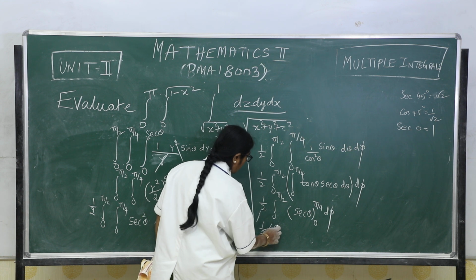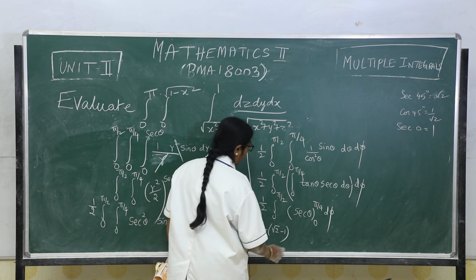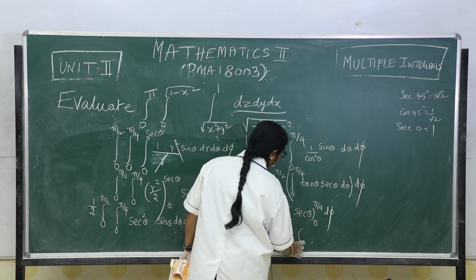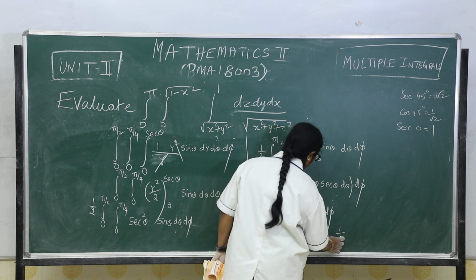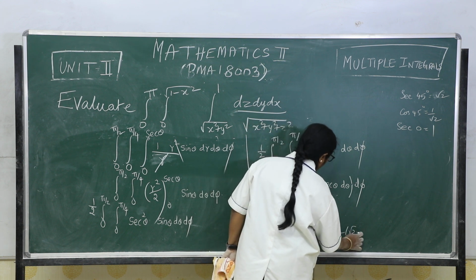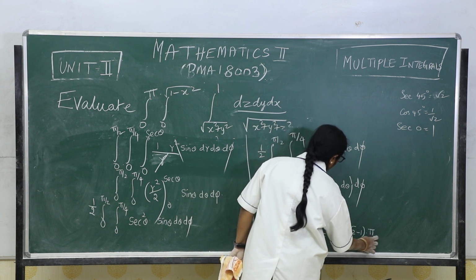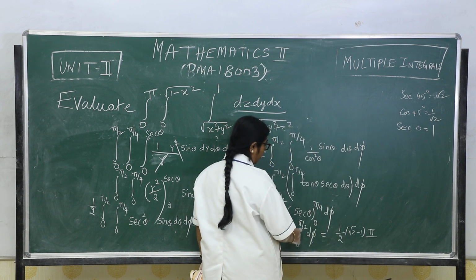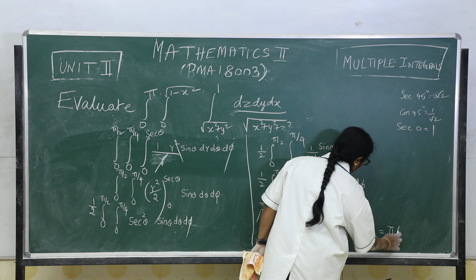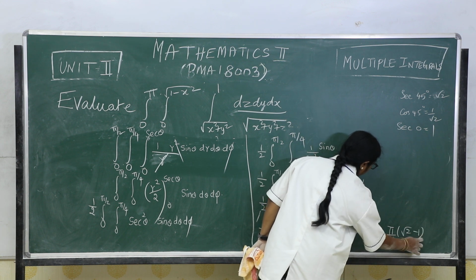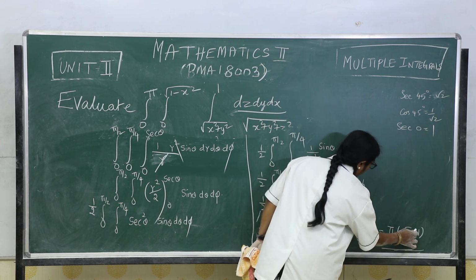Therefore this becomes 1 by 2 into root 2 minus 1, which can be taken outside, integral 0 to pi by 2 of d phi. Therefore the answer is 1 by 2 into root 2 minus 1 into phi between 0 to pi by 2, so the answer is pi by 4 into root 2 minus 1. This is the final answer.